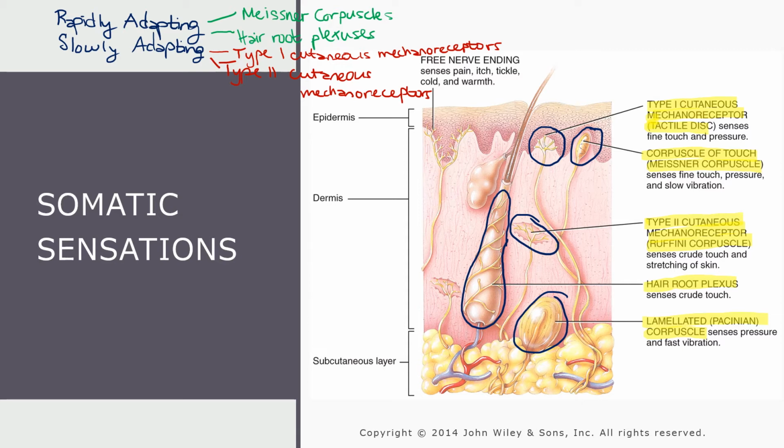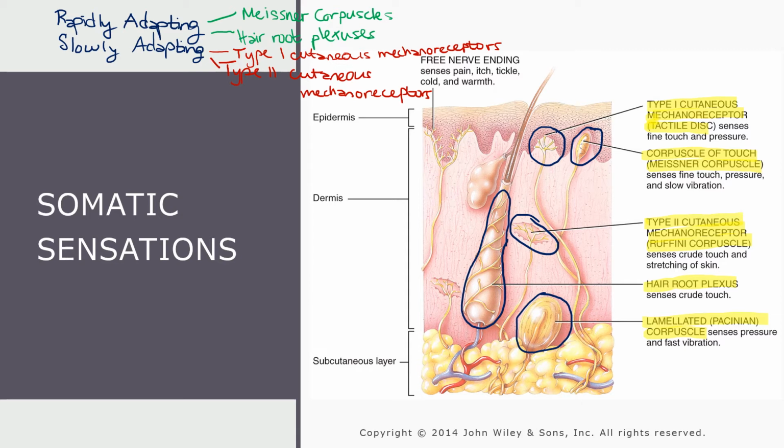And these actually also adapt relatively rapidly, just like the corpuscles of touch or the Meissner's corpuscles. And lamellated corpuscles are very widely distributed throughout the body. They are found in the dermis, the subcutaneous layer, submucosal layers around joints, tendons, and muscles. Also found in mammary glands, in the urinary bladder, just to name a few places. So these are found kind of everywhere.